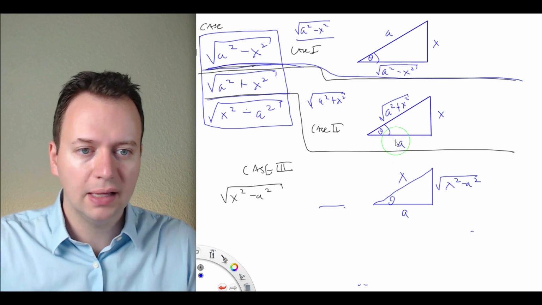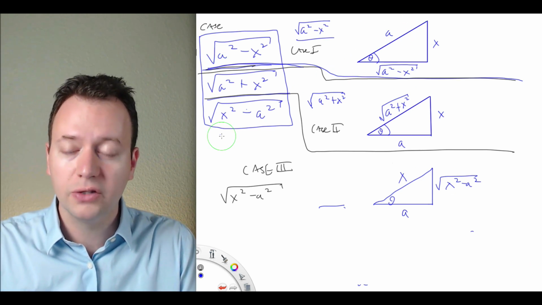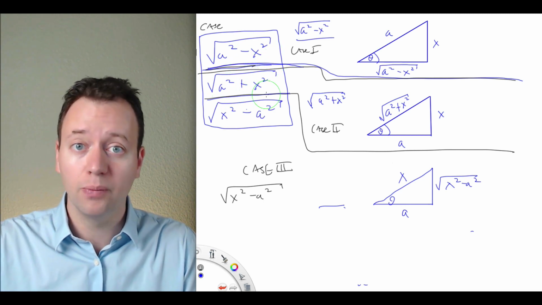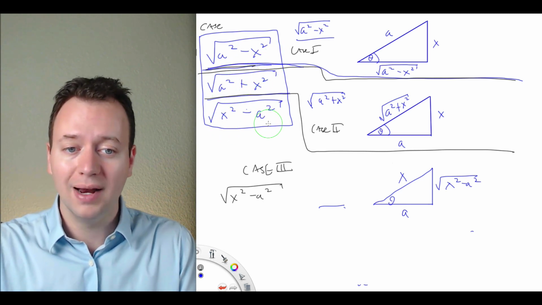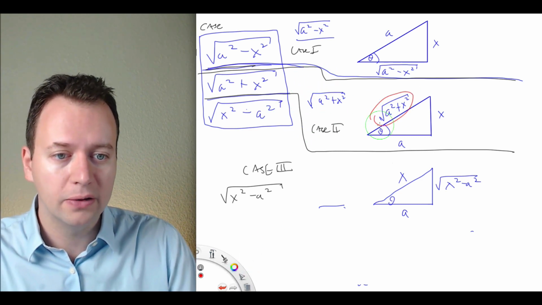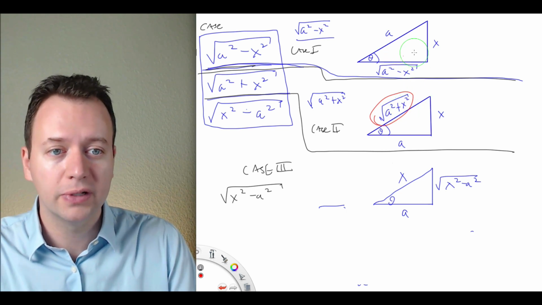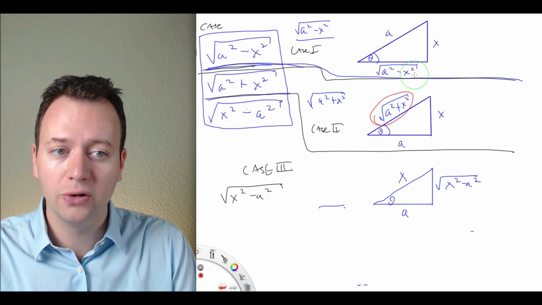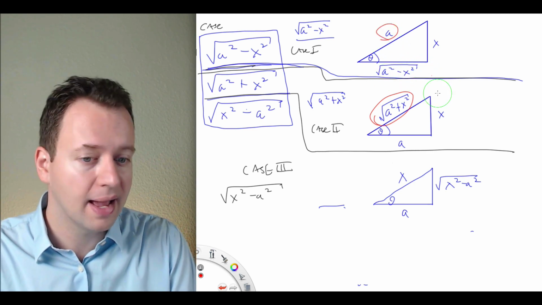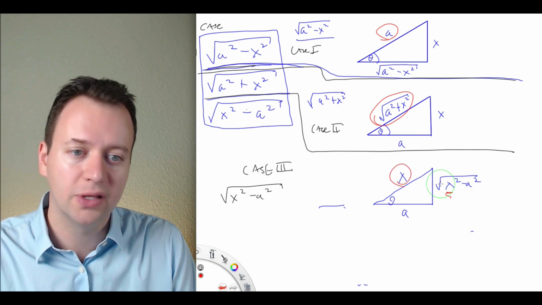So basically these are our 3 right triangles. Given one of these types of square roots, either a squared minus x squared, a squared plus x squared, or x squared minus a squared, it's simple to identify the hypotenuse. In this case, it's a squared plus x squared, so that's going to be the hypotenuse. In this case, a squared minus x squared, since x squared is being subtracted from a squared, a belongs in the hypotenuse. In this case, since a is being subtracted from x, x goes to the hypotenuse.